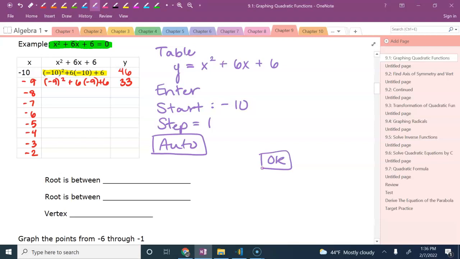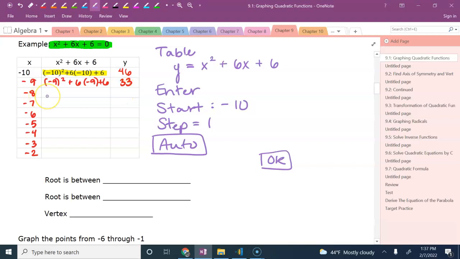Okay, now if you've typed in everything like I've told you to so far, and you've been able to figure this out, you should see at -10 that you're getting 46 in the Y column. At -9, you're getting 33 in the Y column. Okay, if you're not getting those numbers, you need to go back and check your equation that you typed in. Make sure that you're in the right spot on your graph so that your numbers are matching mine here.